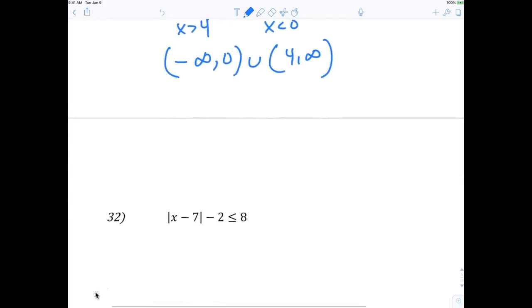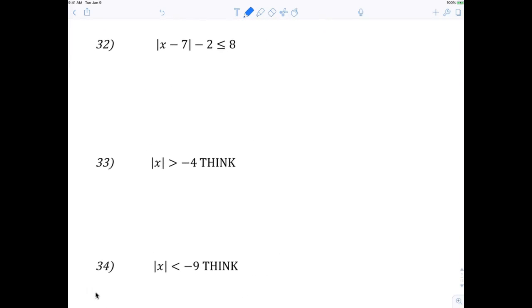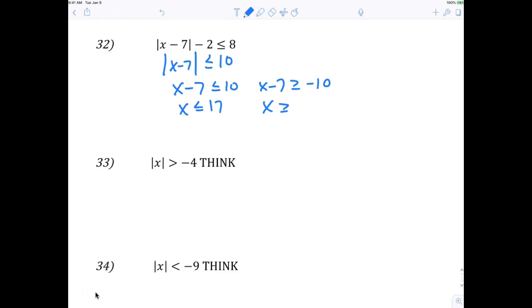All right, so let's take a look now at 32. Again, we are isolating. When we're isolating, we're adding 2. So we would say the absolute value of x minus 7 is less than or equal to 10. Now we're rewriting: x minus 7 less than or equal to 10, and x minus 7 greater than or equal to negative 10. And then from there, adding 7: x is less than or equal to 17, and x is greater than or equal to negative 3.